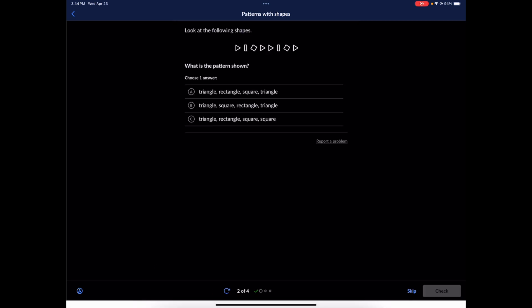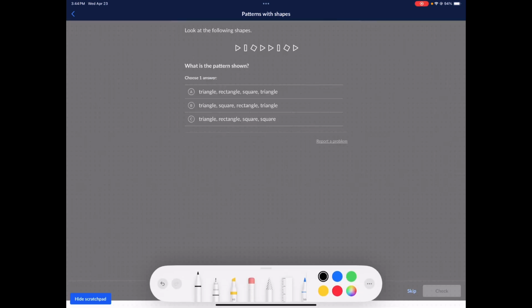Okay. Look at the following shapes. What does the pattern show? So let's see if we can find a repetition here. So we have triangle, rectangle, square, triangle, rectangle, square, triangle. So what am I getting here? Well, it looks like we have triangle, rectangle. It looks like it repeats.